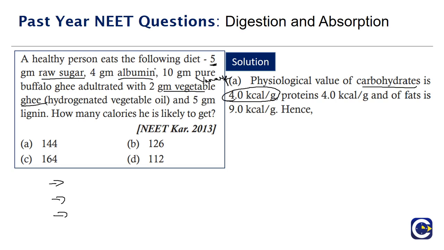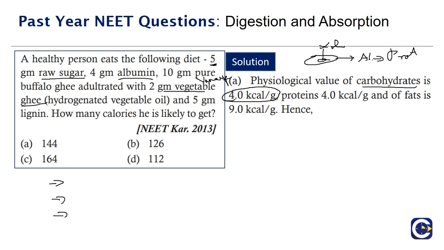Albumin, what is albumin? Albumin is the white portion of the egg. In an egg we have the yellow portion and the white portion, and the white portion is the albumin and the yellow portion is the yolk. Albumin is completely a protein. Albumin is also present in our body in extracellular fluid. But here, since we are talking about diet, it refers to egg albumin, which is protein.